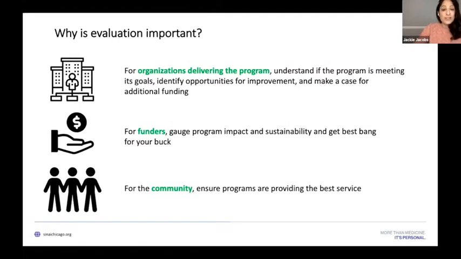Evaluation has value for all stakeholders. People always ask this question, why? If you're part of an organization that is delivering a program, a clear evaluation plan developed early in the process, and I stress that early, can help to make sure that you're accomplishing what you intend to and will help identify opportunities for improvement. Evaluation really is not about documenting what went wrong just to document it. The point is to make change early for continuous quality improvement. For funders, it helps to gauge program impact and sustainability and will help you identify growing needs in the community, the value of a specific program, and use data to drive funding decisions. And for the community served, monitoring and evaluation ensures that programs are providing the best services to the people that need it most.